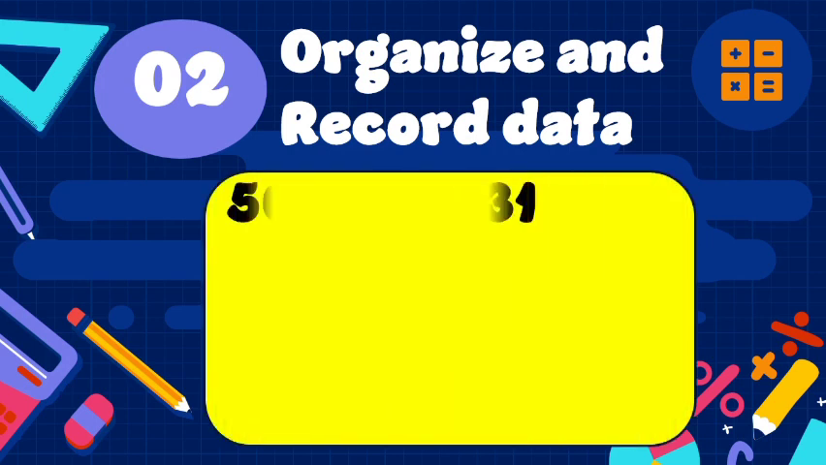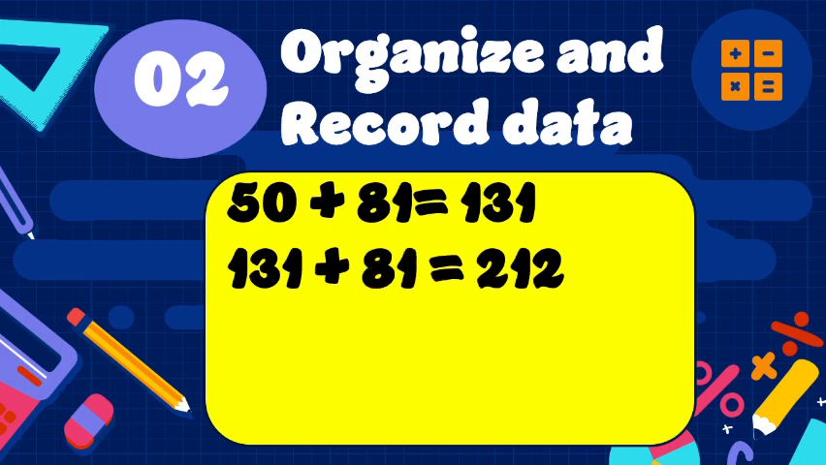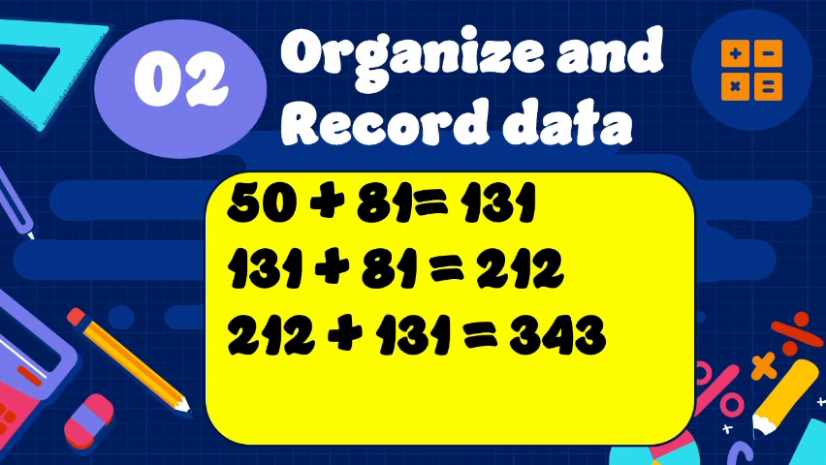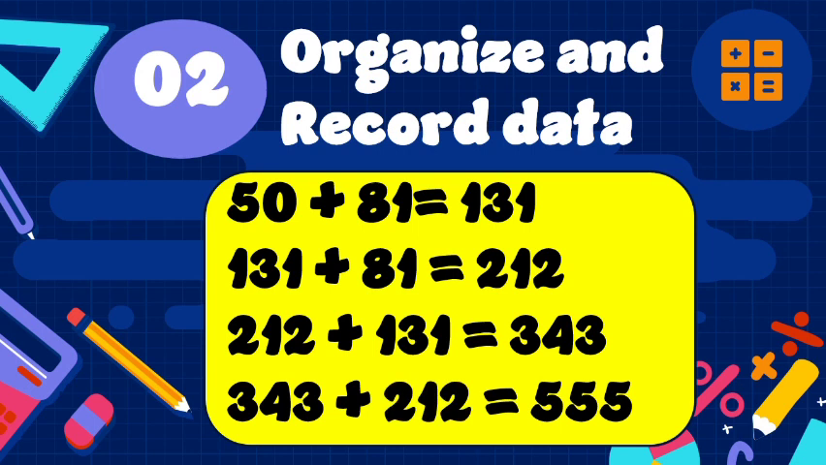As you can see on the presentation, we have here 50 plus 81 is equal to 131. 131 plus 81 is equal to 212. 212 plus 131 is equal to 343. And 343 plus 212 is equal to 555. So, we just get the sum of the two consecutive numbers to get the next term, and we only need to repeat the process until we get the last term on the given Fibonacci sequence.